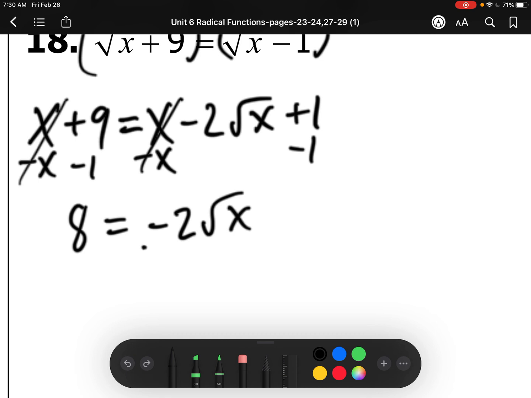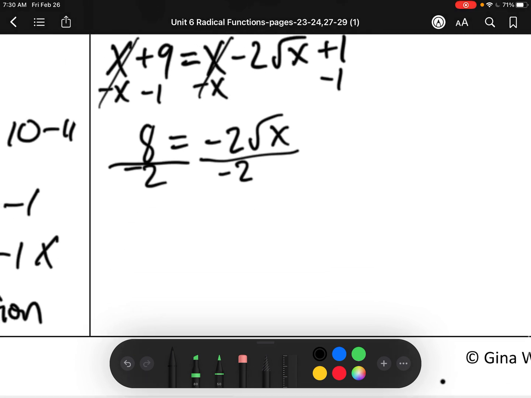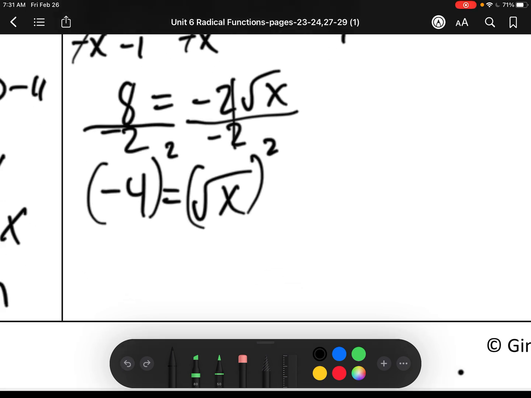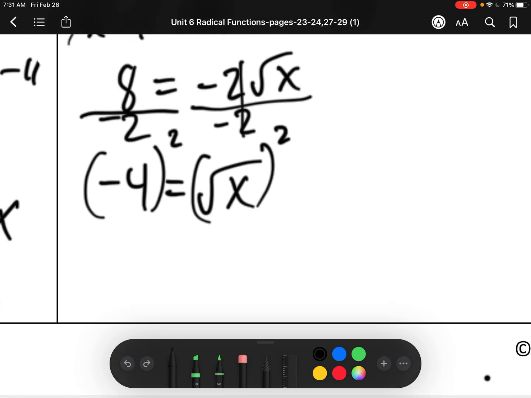So now I'm going to divide both sides by negative 2. And 8 divided by negative 2 is negative 4 is equal to, and these cancel out, so I have the square root of x. All right, so I've isolated my variable now, right? So I'm going to square both sides so that I can get rid of this radical. All right, so negative 4 squared is negative 4 times negative 4, which is positive 16. So 16 is equal to x, right? Squaring the square root of x gets rid of the radical, and I'm left with just x.